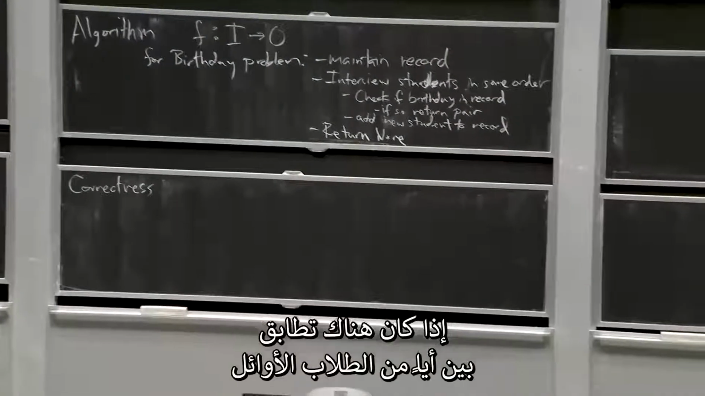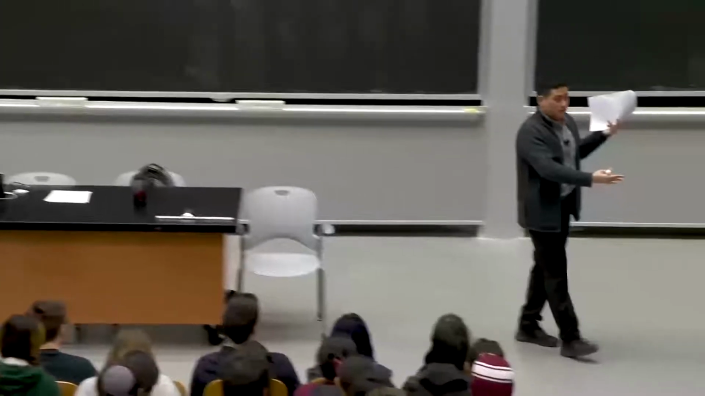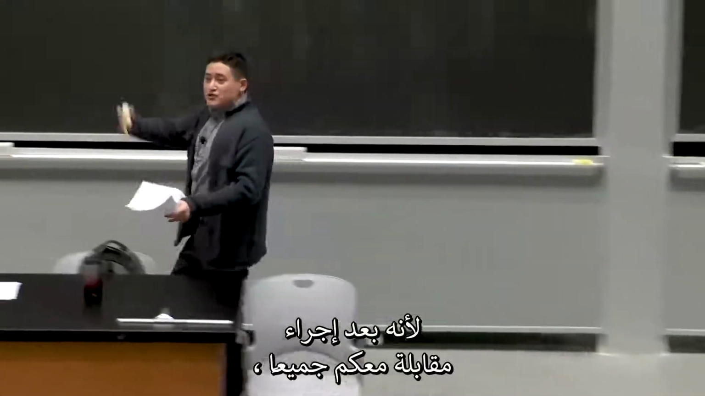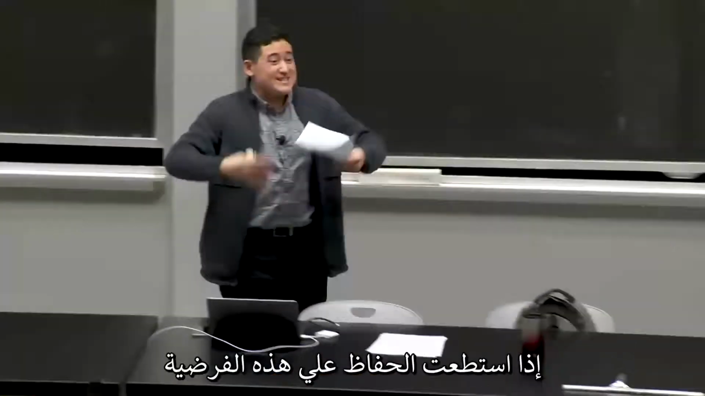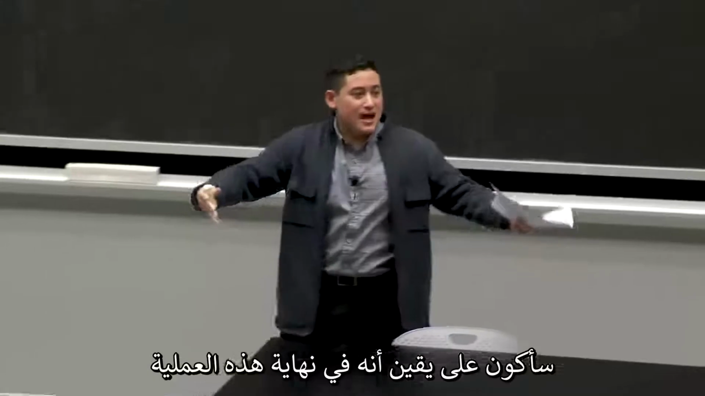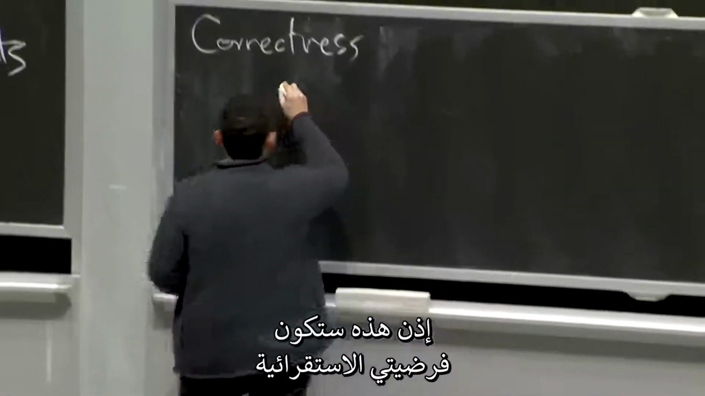If there was a match in those first K students, I want to be sure that I've returned a pair, right? Because if after I interview all of you, I've maintained that property, then I'll be sure at the end of the process I will have returned a pair if one exists. So here's going to be my inductive hypothesis.